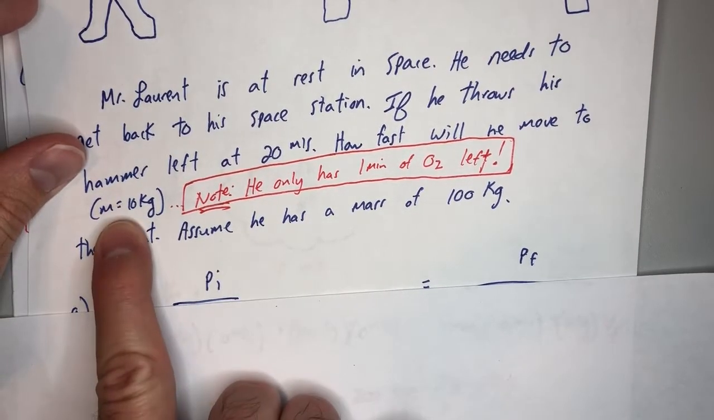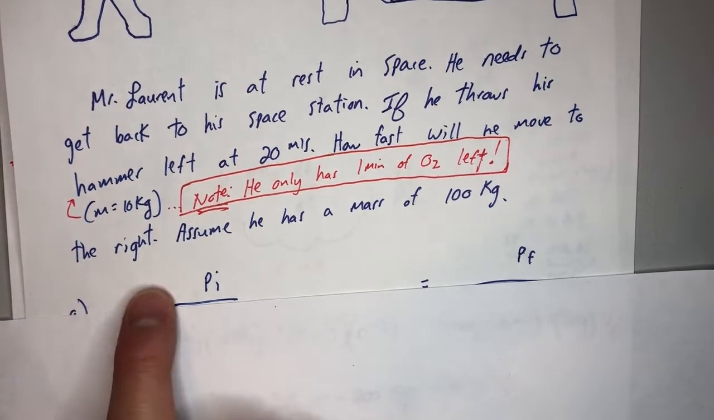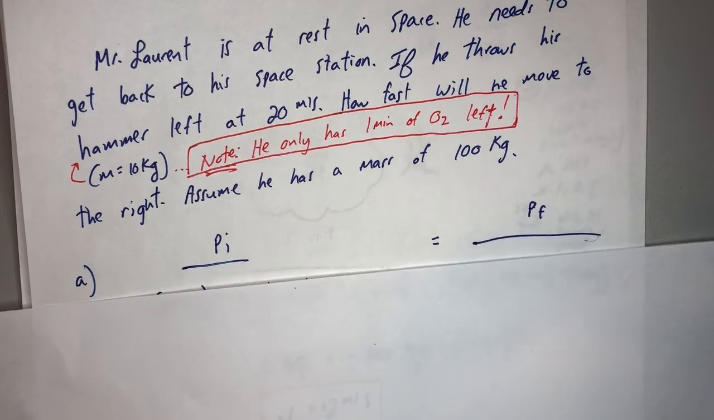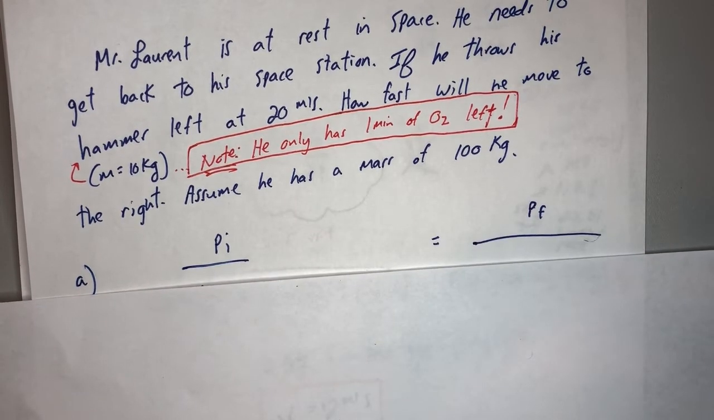The mass of the hammer is 10 kilograms. How fast will he move to the right? Assume he has a mass of 100 kilograms, 220 pounds. Pi equals Pf. Let's see if you can do it. Hit pause and try it out, and then I'm going to walk you through it in the last minute of the video. Okay?